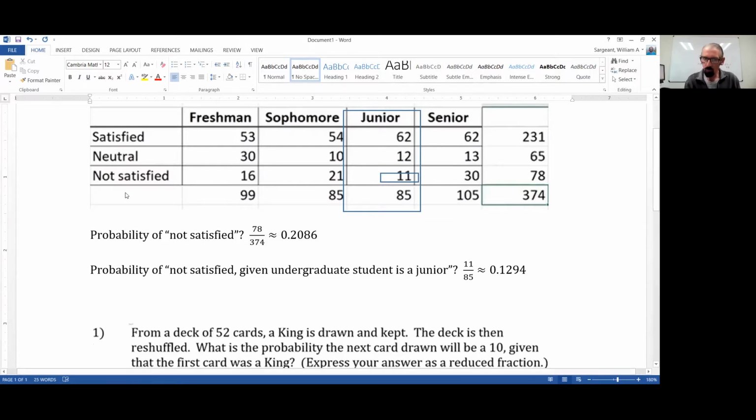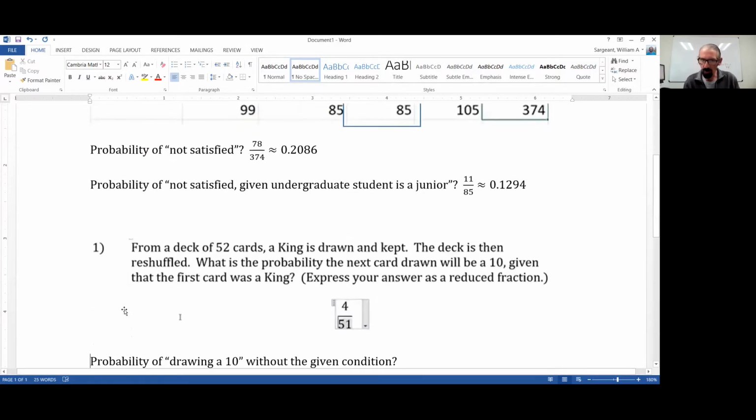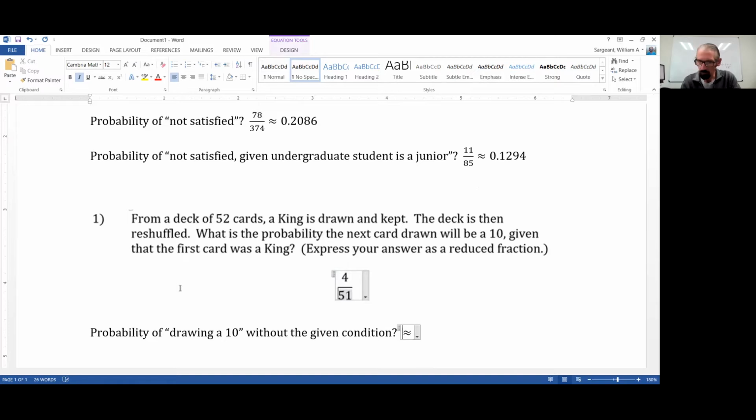If we were to draw a card and ask for the probability that it's a 10, you have 52 cards to start with. So 4 out of 52, which as a decimal to 4 places, 4 divided by 52, is 0.0769230769. That's going to round down to 0.0769.